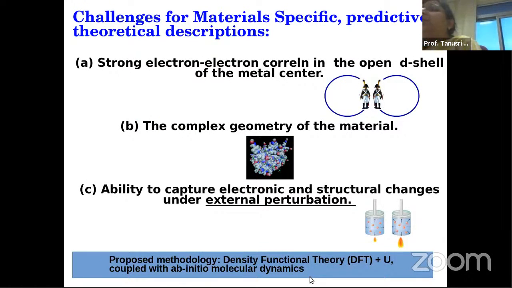So these are challenges, although technologically they are very important. These are challenges for material specific predictive theoretical descriptions, because we are handling transition metal ions. Therefore the strong electron-electron correlation in the open d shell of the metal center becomes important. The geometry of these materials can be very complex, having some 300 to 400 atoms in the unit cell, which pushes us to the limit of the system sizes we can handle. This also needs the ability to capture the electronic and structural changes that happen under external perturbation. So the methodology that we used is DFT plus U to handle the strong correlation, coupled with ab initio molecular dynamics, because we want to see the temperature induced changes in the system.